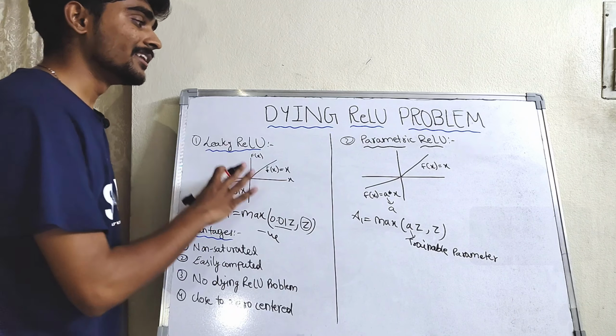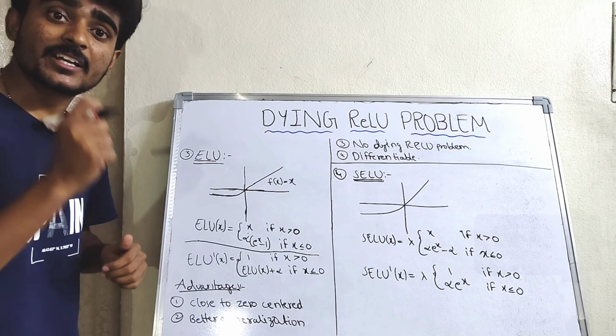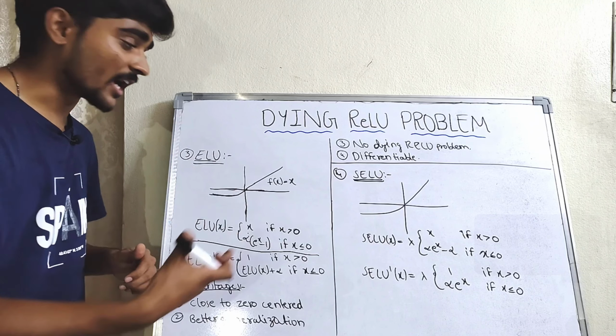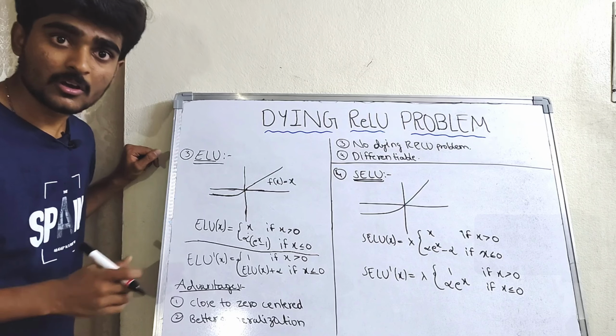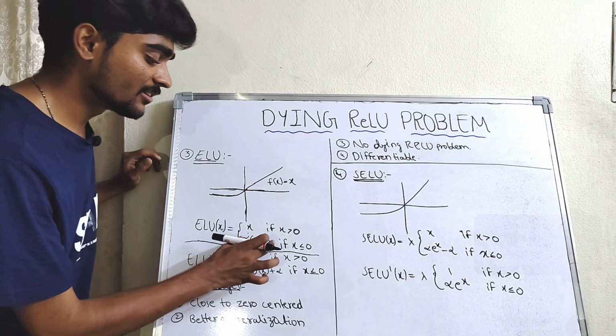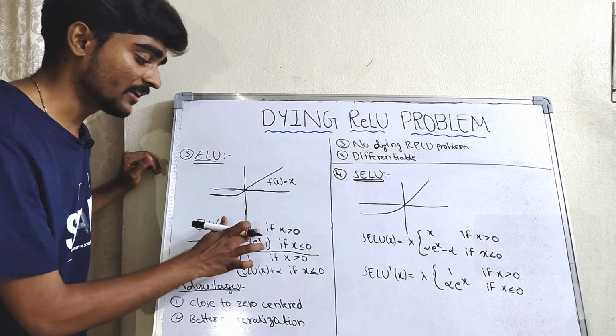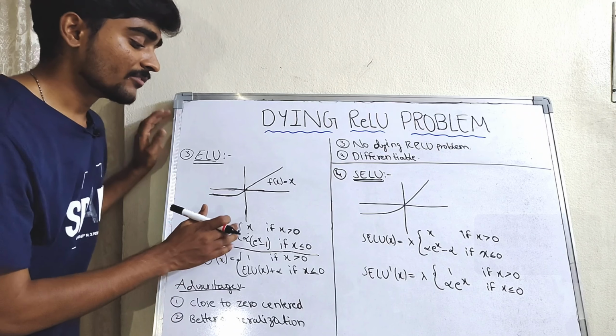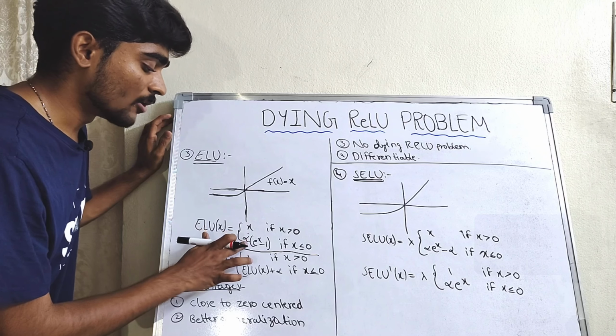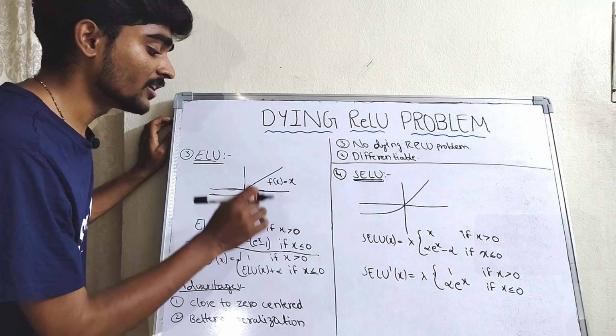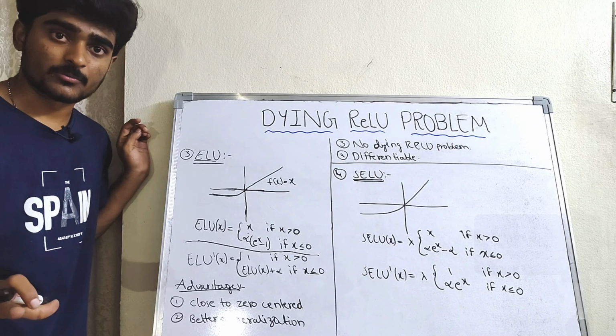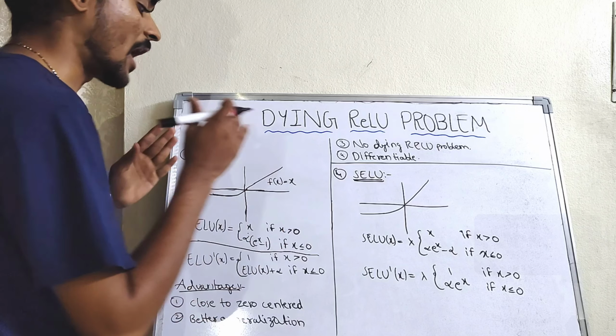Now let us discuss the remaining two activation functions in detail. The first is the ELU activation function, that is the exponential linear unit. This is the graph of the ELU activation function. It behaves the same as ReLU when z is positive, and when z is negative, this is the formula: ELU of x is equal to x if x is greater than 0, and alpha times e to the power x minus 1 if x is less than or equal to 0.